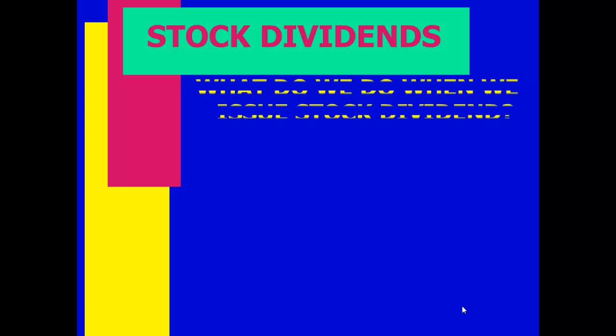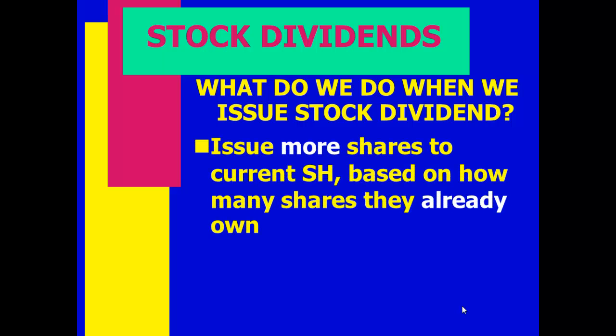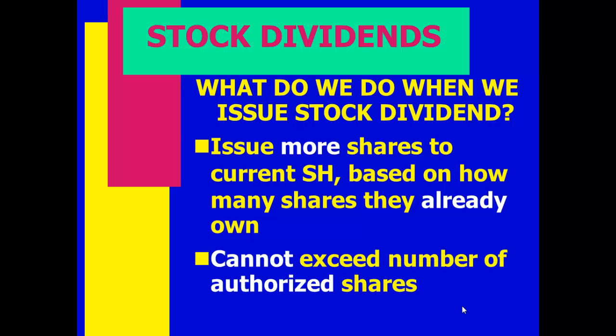Let's talk now about stock dividends. With a cash dividend, we give cash to our stockholders, right? With a stock dividend, we don't give cash to them, but instead we give them more shares of stock based upon how many shares they already own. Now, to issue a stock dividend, we cannot go over the maximum number of shares that we can issue per the charter. Remember, the charter has a maximum number, so we cannot exceed that when we do a stock dividend.